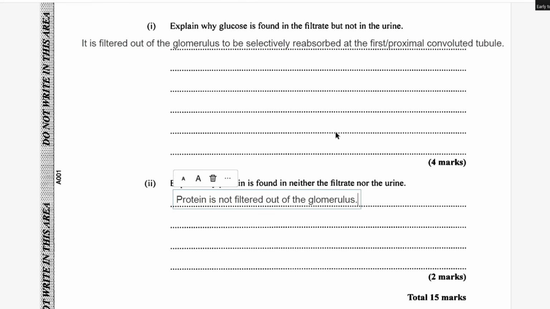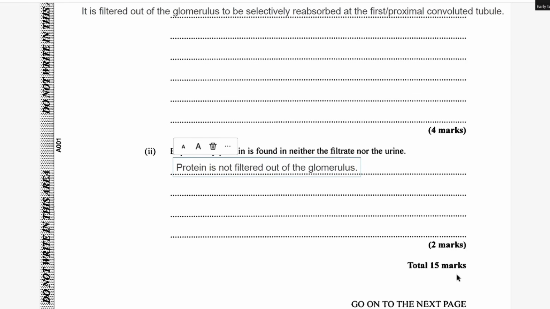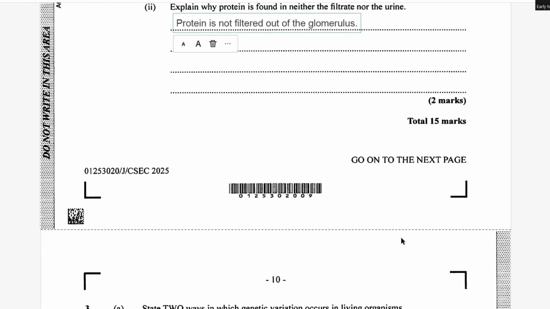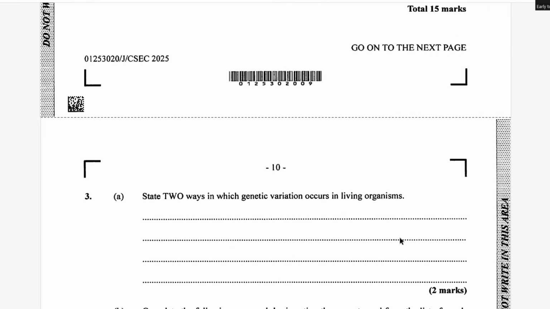And that is our excretion section B life processes questions. Both section B questions are gone. So we are up to 30 marks and we are moving on to question 3.